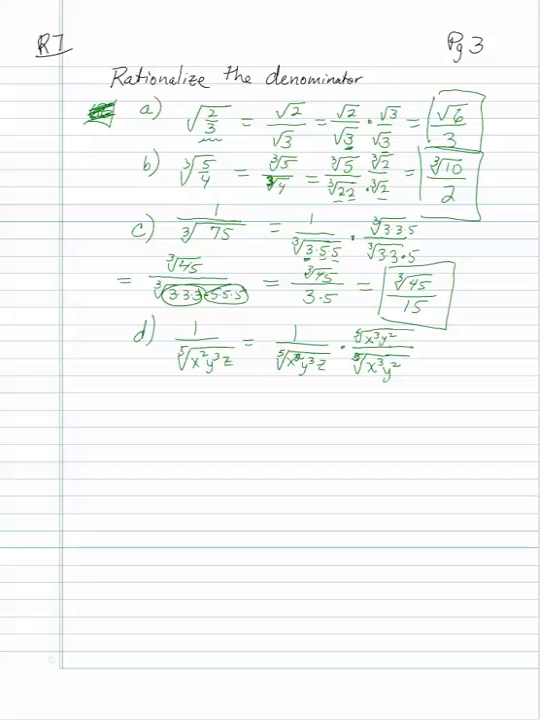Once you do the bottom, you do the top. Z to the first, I need 4 more z's to complete it. So we got the 5th root of x cubed y squared z to the 4th over, and then now we have 5 x's. X to the 5th, 5th root of x to the 5th is x. Y to the 5th, 5th root of y to the 5th is y. Z to the 5th, 5th root of z to the 5th is z. So that's rationalizing the denominator.